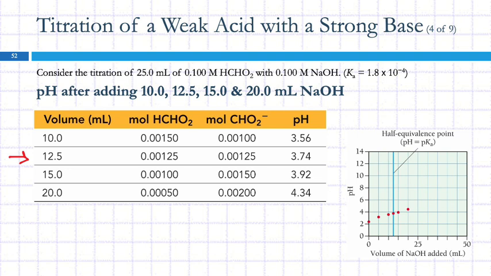So after adding 12 and a half milliliters, I've got an equal amount of the acid and its conjugate base. I am halfway to the equivalence point. I've added half as much sodium hydroxide as I need to neutralize all of the acid. So I've neutralized half of the acid, right? So here, the amounts in moles or the concentrations of these two are going to be equal.